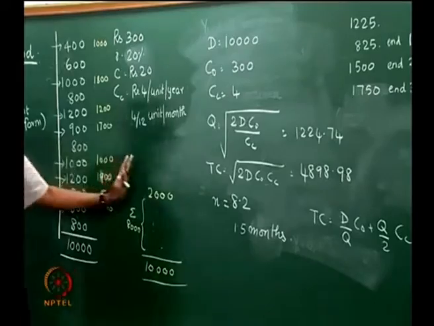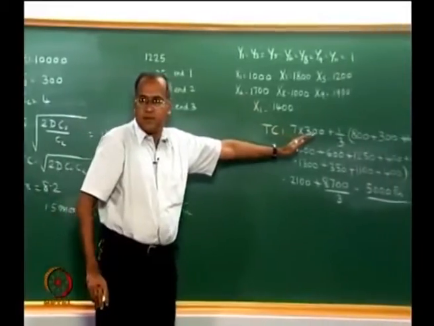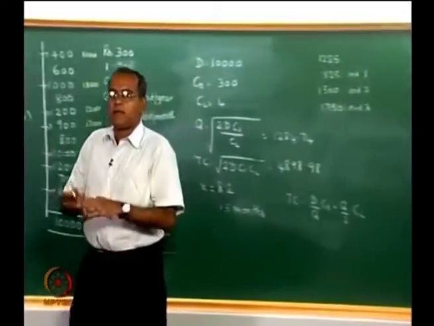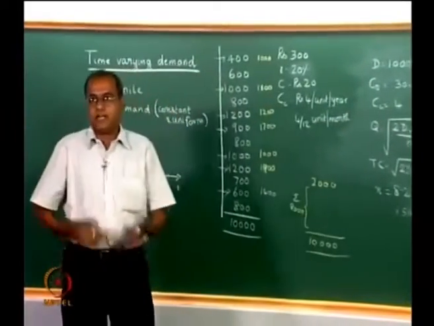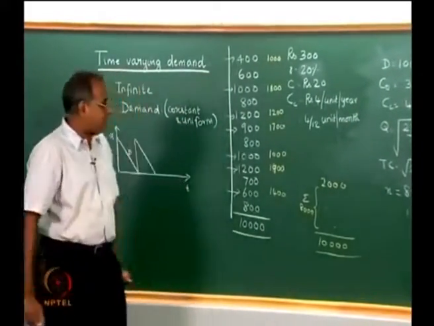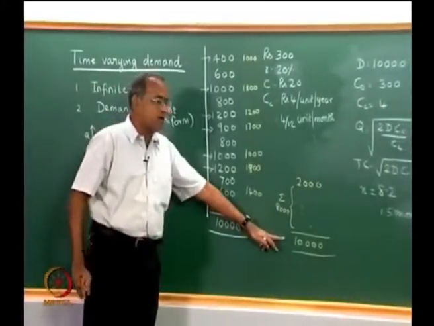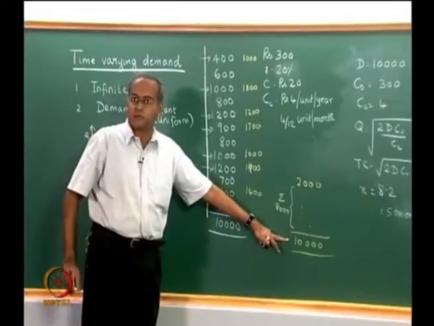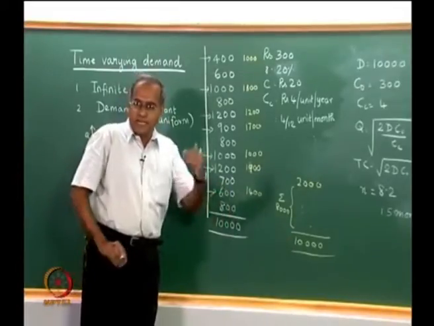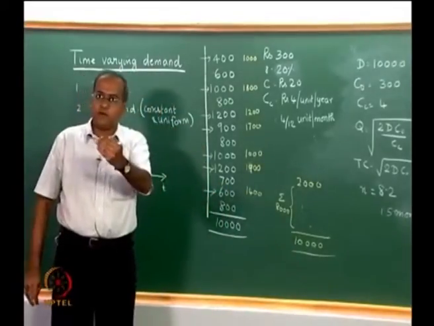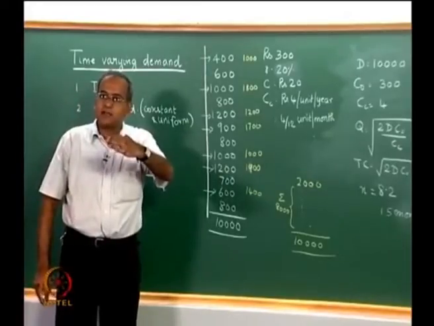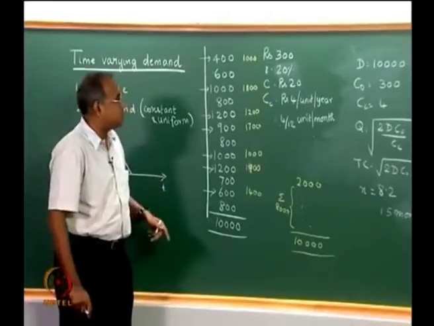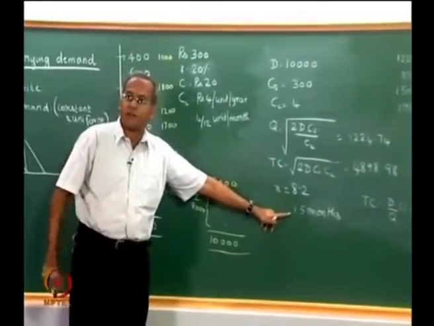Now instead of using this model, which is the Wagner-Whitin algorithm, if we had gone by the economic order quantity, it tells you to order 1224.74, the same thing based on the same 10,000. So we initially begin with 1224.74, and then our next order is going to happen after 1.5 months, because of this 8.2 and 1.5 months.